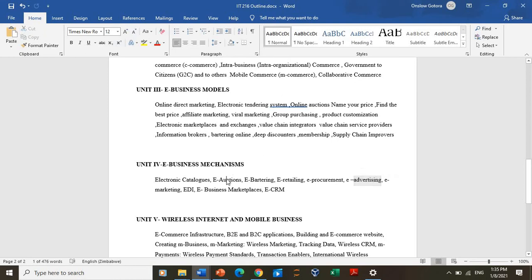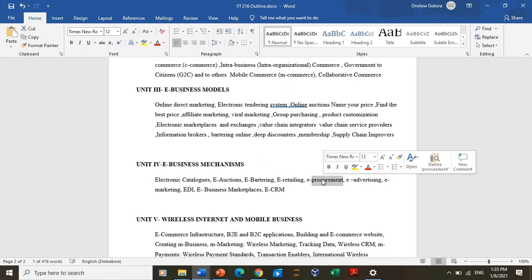The e-auctions, you also covered that in your assignment. Then I want you to go and look at e-customer relationship management. How can it be conducted online? How do you do your customer relationship management online? And also what is e-procurement and the types of e-procurement? What are the types of e-procurement that can be done online? You also need to look at that.